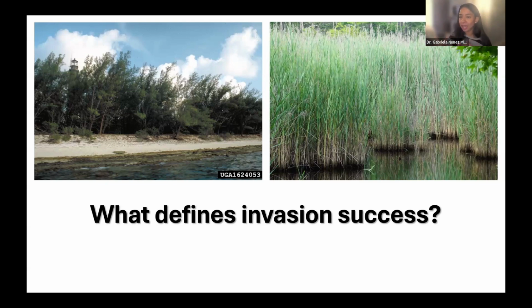And right here, you have 2 pictures of 2 invasive species. On the right, you have common reed, and on the left you have Australian pine. And if I show you these 2 pictures, and then I tell you they're invasive, you're like, yeah, that makes sense. I mean, they are dominating the picture, they are forming monocultures.